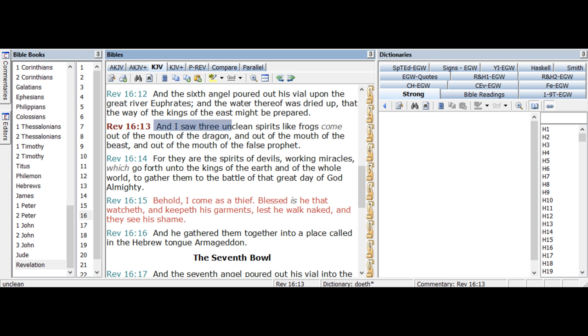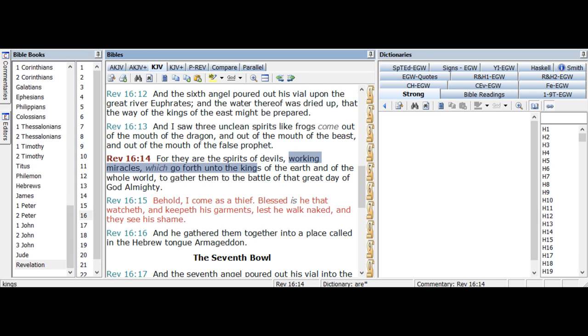And I saw three unclean spirits like frogs come out of the mouth of the dragon and out of the mouth of the beast and out of the mouth of the false prophet. For they are the spirits of devils working miracles which go forth unto the kings of the earth. What? They are the spirits of devils working miracles. But here, those spirits of the devils that work miracles come from the mouth of the dragon, the mouth of the beast, and the mouth of the false prophet.